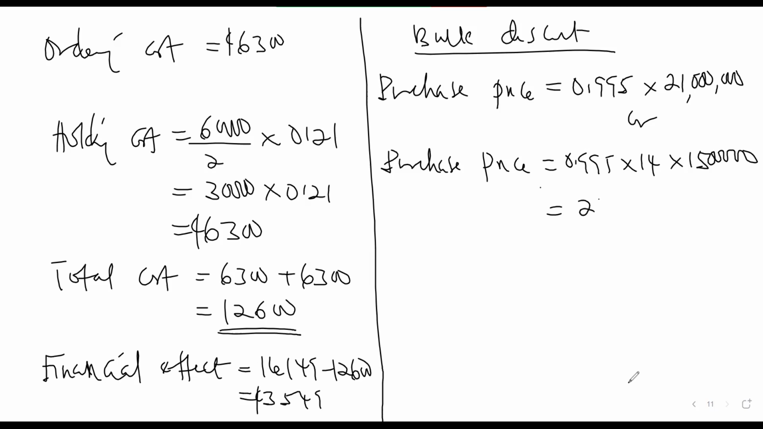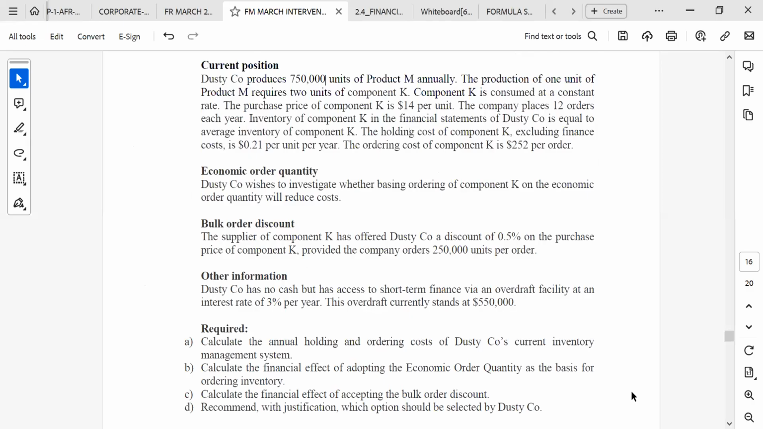So we have 28,950,000. That will be the new purchase price now. You see, sometimes the question can give you a range. They will say that these people will offer the company a discount if the company purchases between the range of 250,000 to 350,000. Please just pick the lowest one. This will be your new order size. If they give you a range, pick the least one as the new order size.